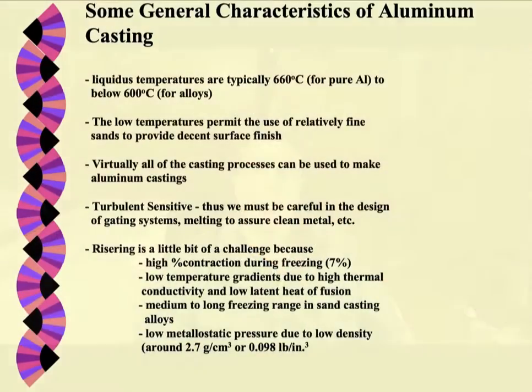Aluminum has very low temperatures, so you can use fine sand and get a good surface finish. You can cast aluminum in almost any process: investment casting, sand casting, centrifugal casting, all these processes can be done with aluminum. So it's probably one of the most versatile metals out there.